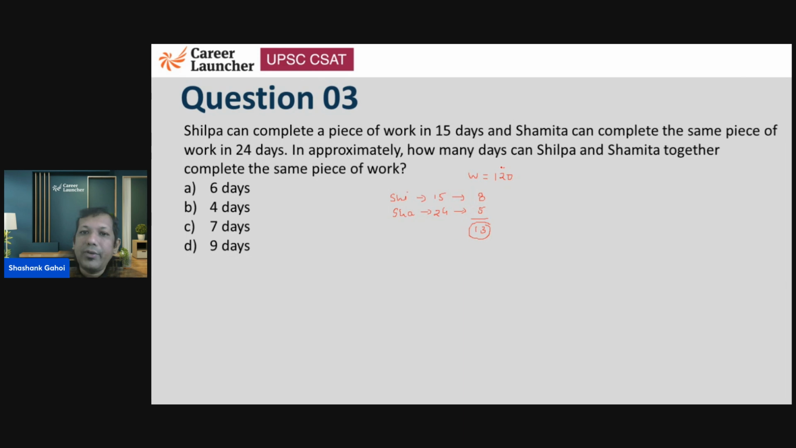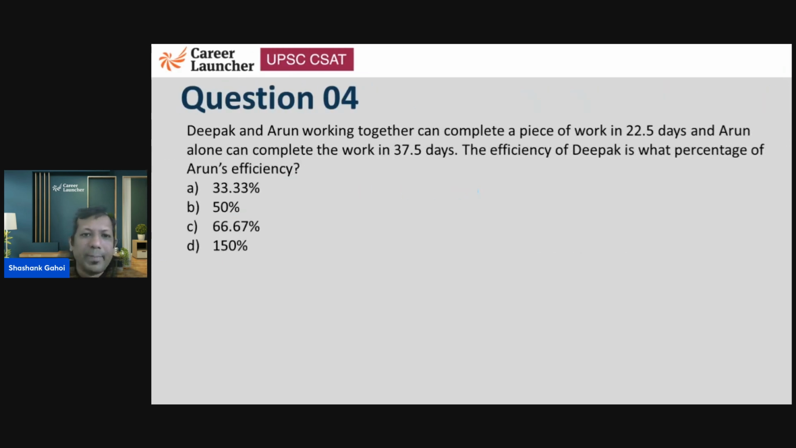Now they need to finish 120 units. Every day, both of them together are doing 13 units. So how many days are we talking about? That is going to be close to 9 days. So the answer of this question is going to be 9, because the question is saying approximately, not exactly. Exactly, the answer will be in decimals. So approximately 9 days. In 9 days the work will be done. Now let's start this one.